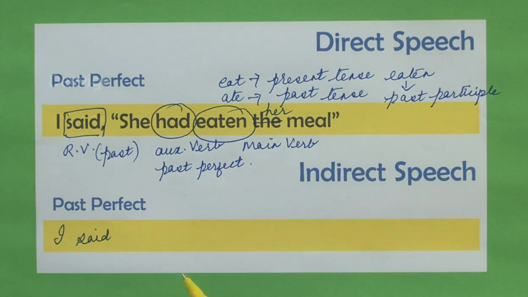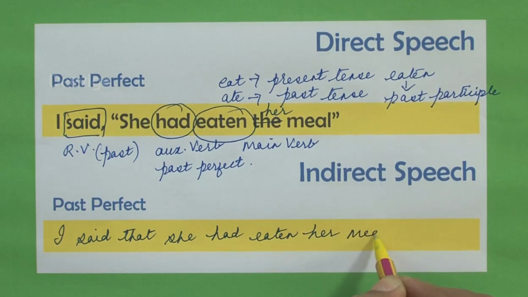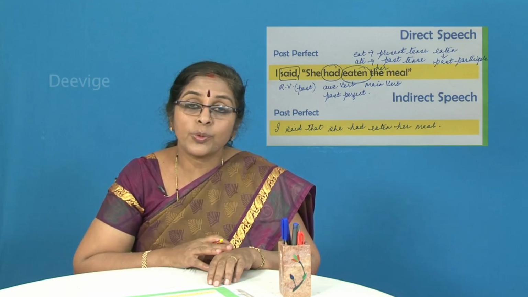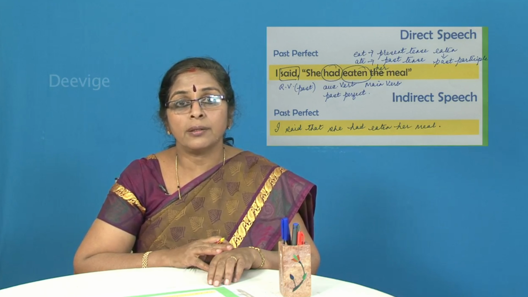Okay, so I said that she had eaten her meal. And I put a full stop. I told you this full stop should be put because there's no other punctuation mark that you're going to use in the indirect speech. I said that she had eaten her meal.